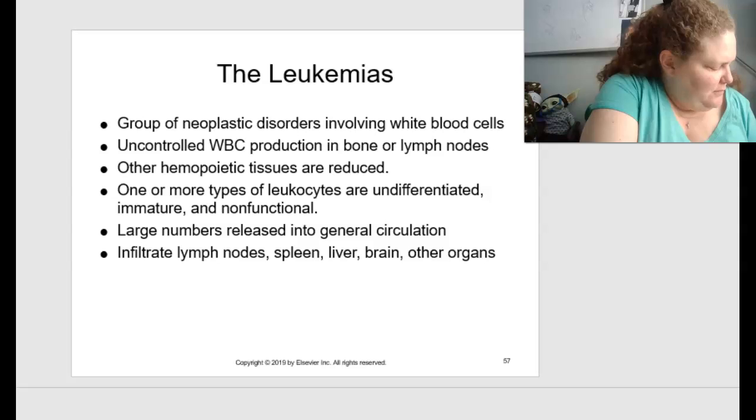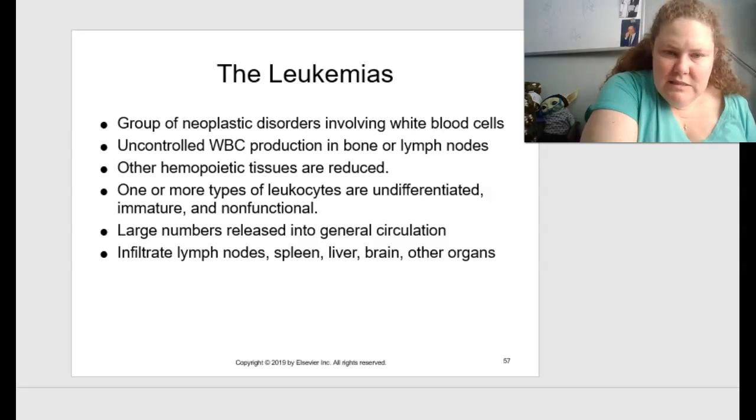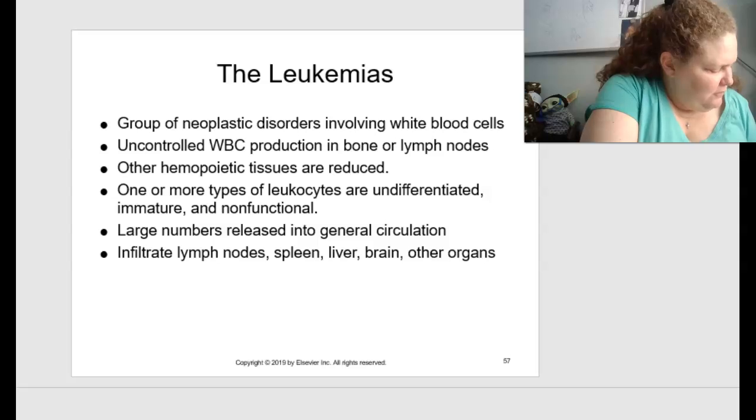And the estimated number of new cases of leukemia is about 31,000, and this includes 2,500 children. And of these cases, 11,000 are lymphoid, 15,000 are myelogenous, and 5,000 fall into other categories. The overall survival rate is about 45%.